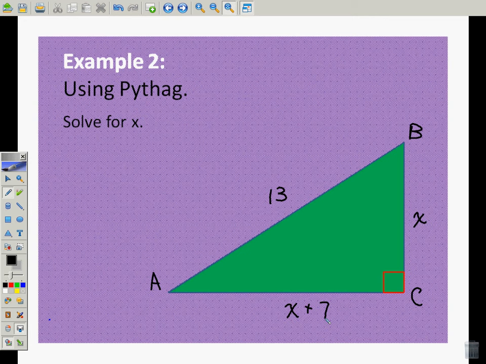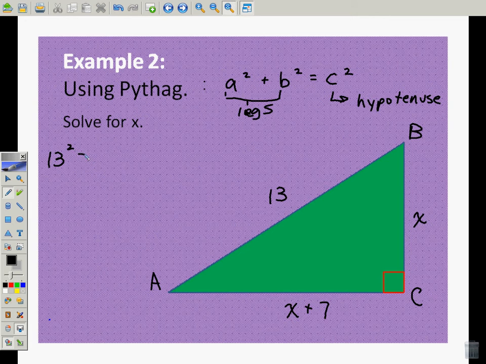Okay, the gist of this goes sort of like this. We remember that the Pythagorean theorem says that A squared plus B squared is equal to C squared, where C is the hypotenuse. And these are the legs, right? So those are the legs, and C is the hypotenuse. So we're going to set this up just like that. So the hypotenuse squared is equal to one of the legs squared, so X plus 7 squared plus X squared.